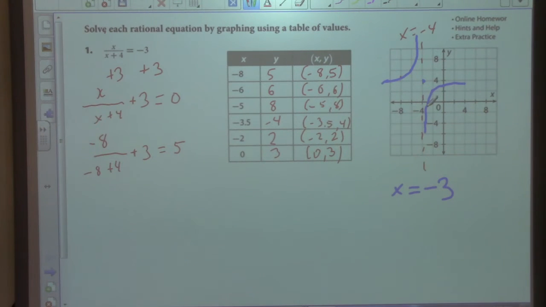Jay said the x-intercept, so the root, or zero, is what you'd call it. In this case, it will be the solution also.